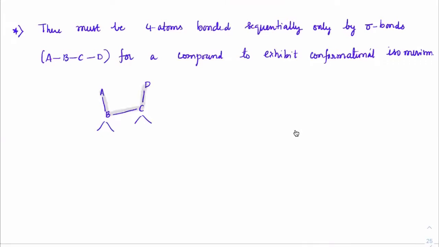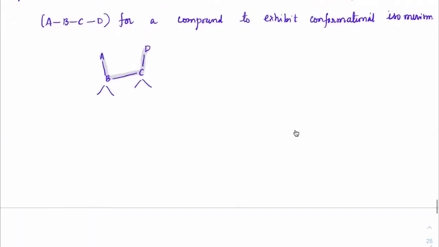So does CH4 show any conformation? No, it can't show any conformation. CH4 cannot show any conformation. C2H6 can show, because this would be hydrogen, carbon, carbon, hydrogen. So you can have this bond. So definitely it can show conformation.